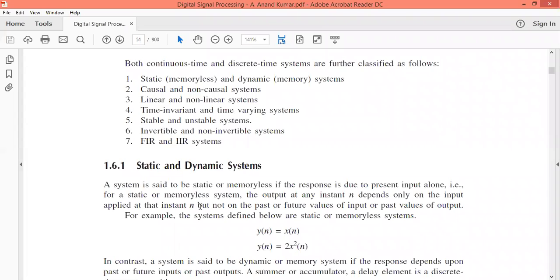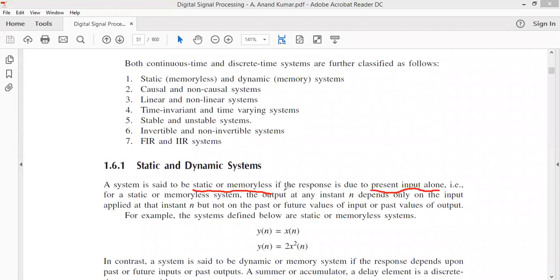First, we'll discuss static and dynamic systems. So what is a static system? A static system is also called a memoryless system. What is memoryless? The present output depends only on the present input. Then it is called memoryless. You don't require any memory to save past or future input values. That is why it is called a memoryless system. A static system is nothing but a memoryless system.